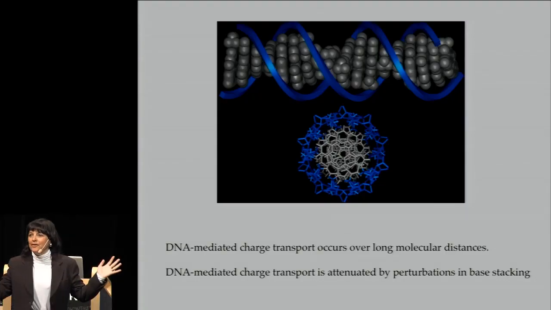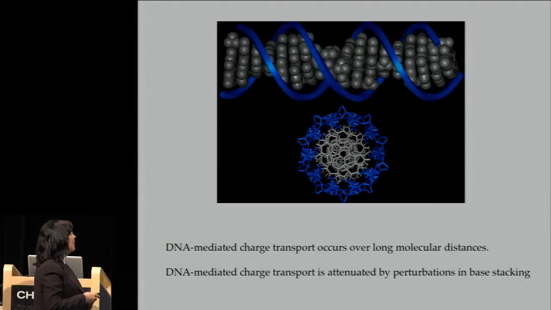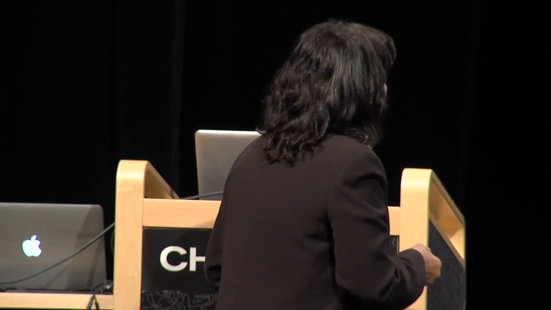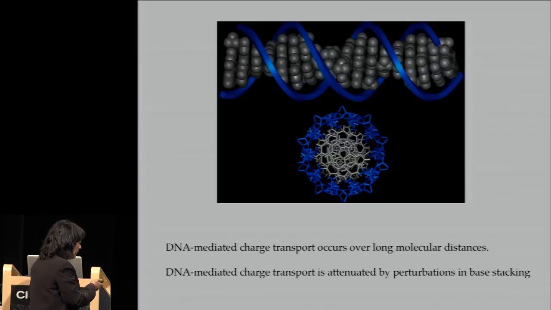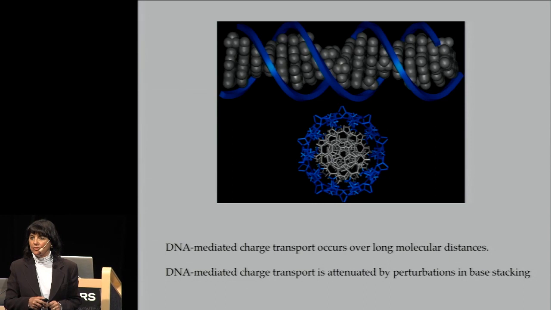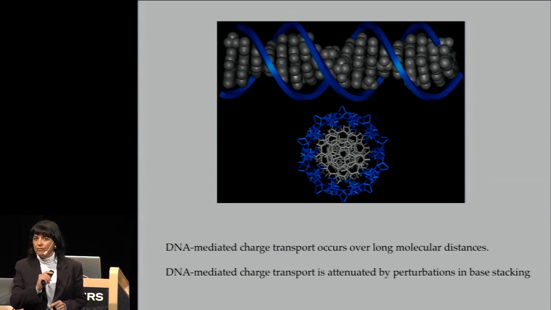And over that period of time, I won't take you through all the interesting stories. I'll give you a few of the stories. But over that time, what we've learned are 2 important aspects of this chemistry. First, we call it DNA-mediated charge transport. That is, charges are transported through the DNA helix, mediated by the DNA helix. And what we found was that this charge transport can occur over very long molecular distances, and that makes it very unique and powerful chemistry.